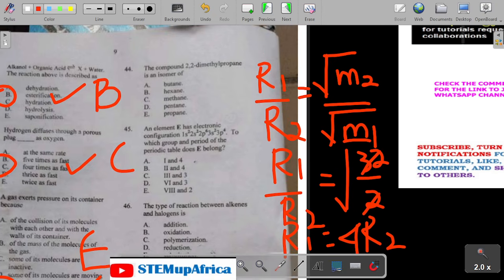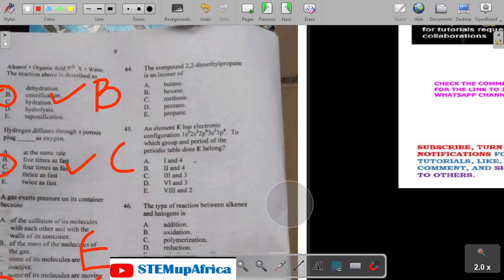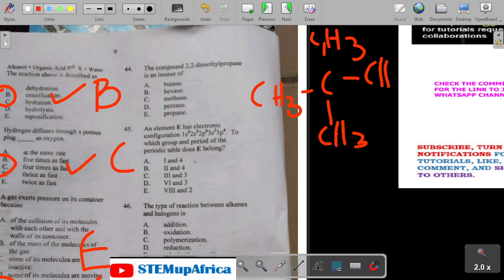Now, let's look at 44. The compound 2,2-dimethyl propane is an isomer of what? 2,2-dimethyl propane. We have CH3, C, CH3 here, and CH3 and CH3. So how many carbons are we having? 1, 2, 3, 4, 5, which is pentane. The answer is D.